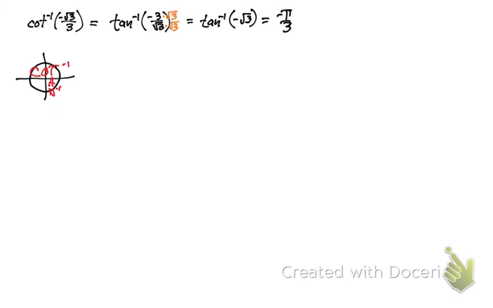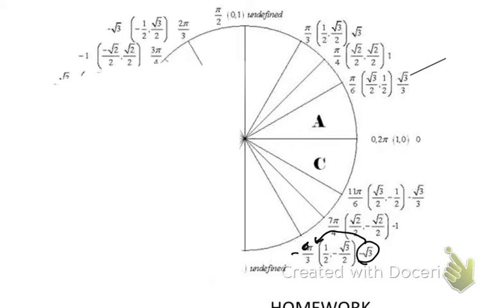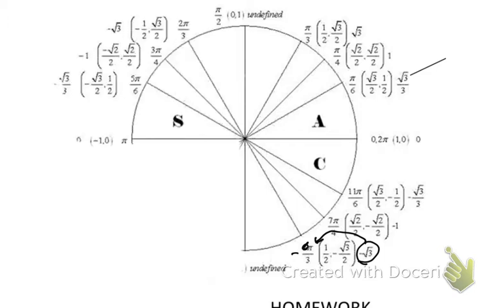Mr. Pabian said most of us will get this wrong on the test. I did not, because I followed all the right steps, and I got negative pi over 3. You have the answer incorrect. That is incorrect because the original question was cotangent inverse. What quadrant was I just in? 4. Does cotangent inverse exist in quadrant 4? No, it's quadrant 2. So we actually need to add pi to that answer. Not 2 pi, but pi.